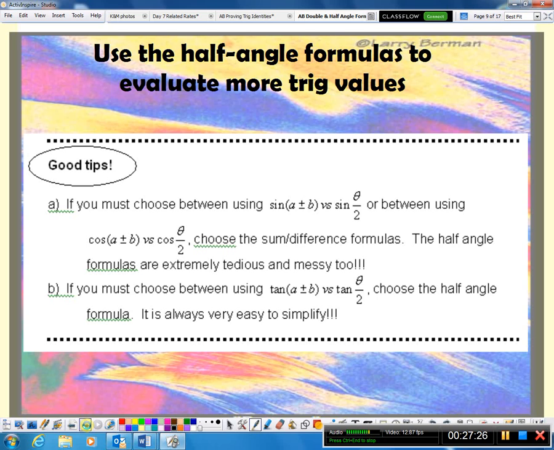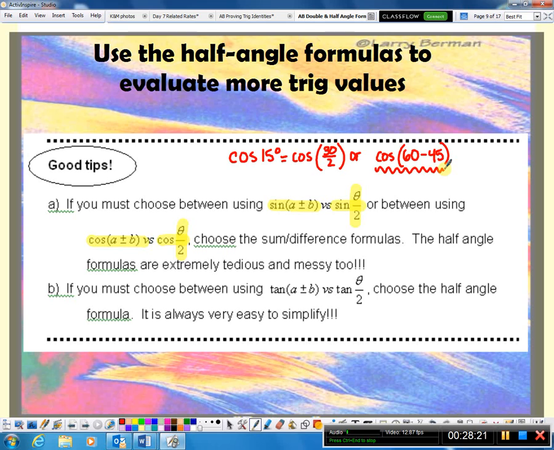If you ever have a choice between using sine of a plus b versus sine of theta over 2, or choosing cosine of a plus b versus cosine of theta over 2, you might say, when would you have that choice? For instance, if I said, let's do something as easy as cosine of 15 degrees. Well, I could write that as cosine of 30 degrees divided by 2, and then use a half angle formula. Or I could write it as cosine of 60 minus 45 degrees, and then I would use a sum difference formula. For sine and cosine, the sum and difference formulas are easier.